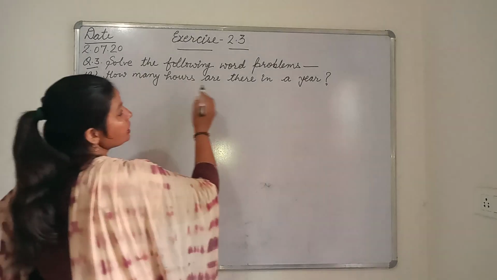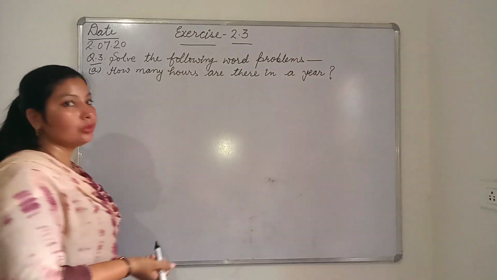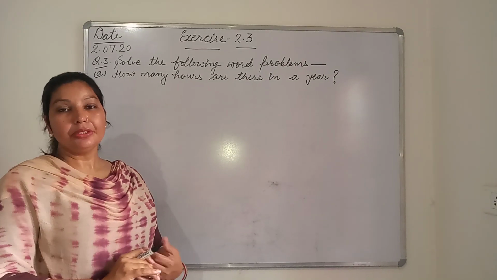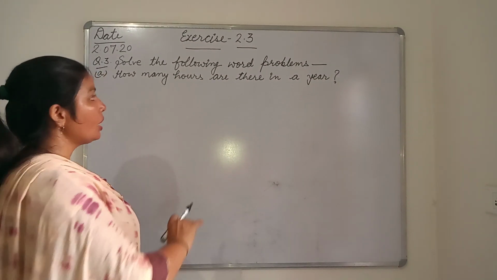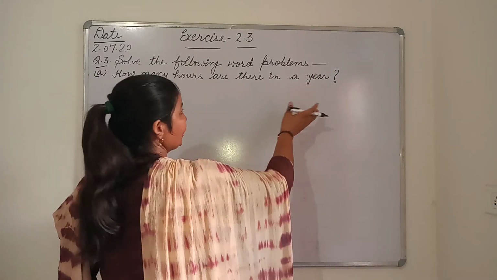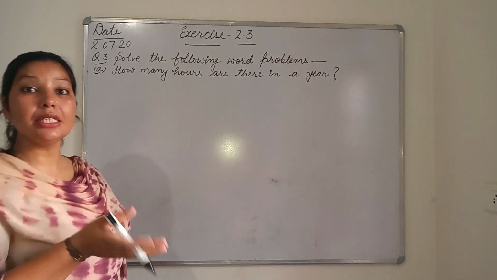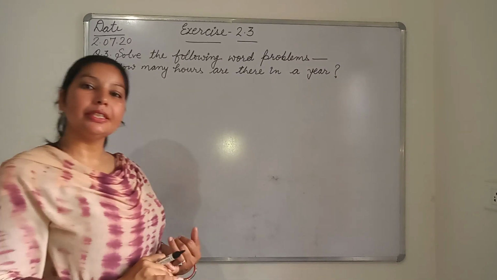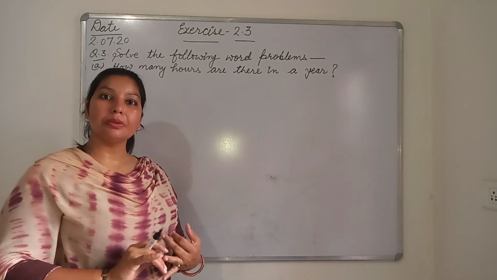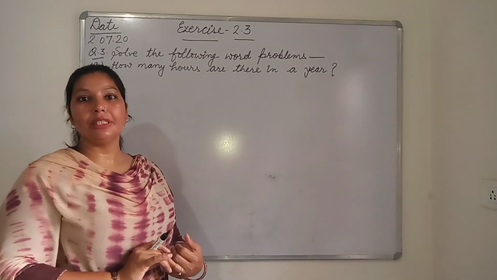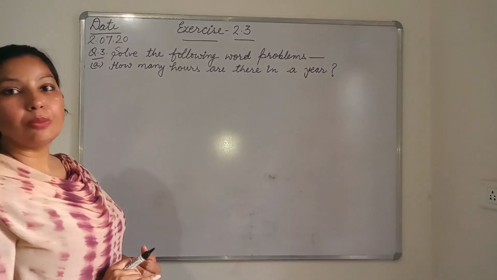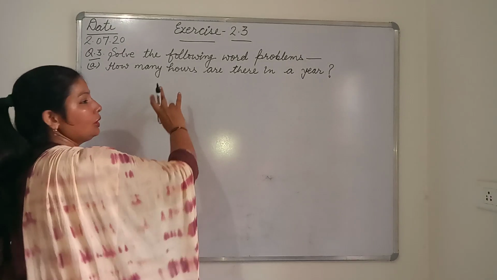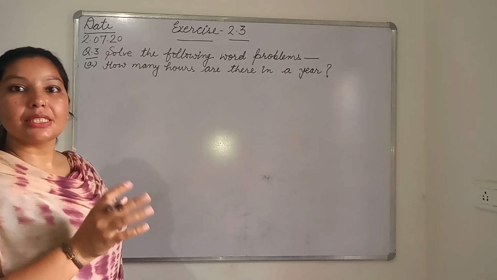How many hours are there in a year? Here you have to tell how many hours are in a year. But we don't directly know the relationship of hours and year. So for that, we know the relationship of hours and day, and we know the relationship of day and year: how many days in a year and how many hours in a day. So firstly we have to write the relationship of hours and day.